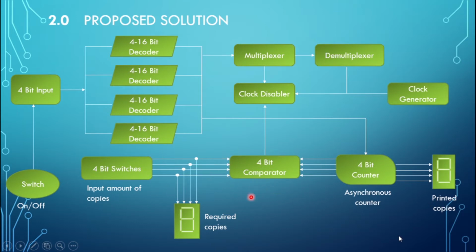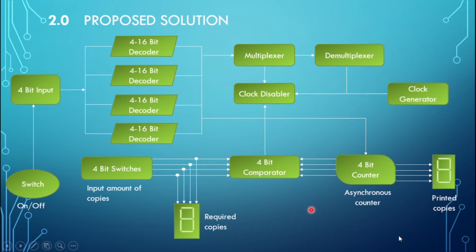This comparator works as a decision point to compare whether the required copies have met the printed copies. So how does this work? It depends on the asynchronous counter. This asynchronous counter will count every time the Xerox machine makes a printing until the required copies have met the printed copies. And then the machine will stop printing.